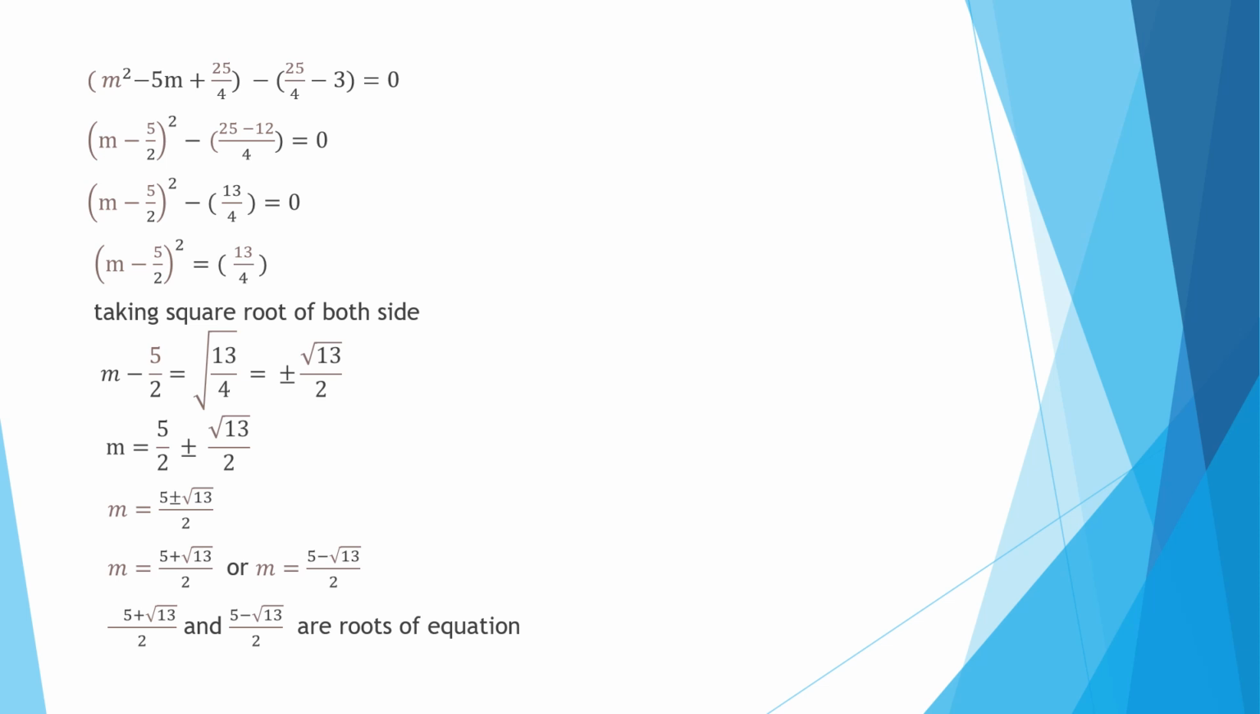m is equal to 5 by 2 plus or minus root 13 by 2. This minus 5 by 2 becomes plus 5 by 2 on this side. So we write m is equal to 5 by 2 plus or minus root 13 by 2. Then m is equal to (5 plus or minus root 13) by 2. So m is equal to (5 plus root 13) by 2 or m is equal to (5 minus root 13) by 2. So the roots of this equation are (5 plus root 13) by 2 and (5 minus root 13) by 2.